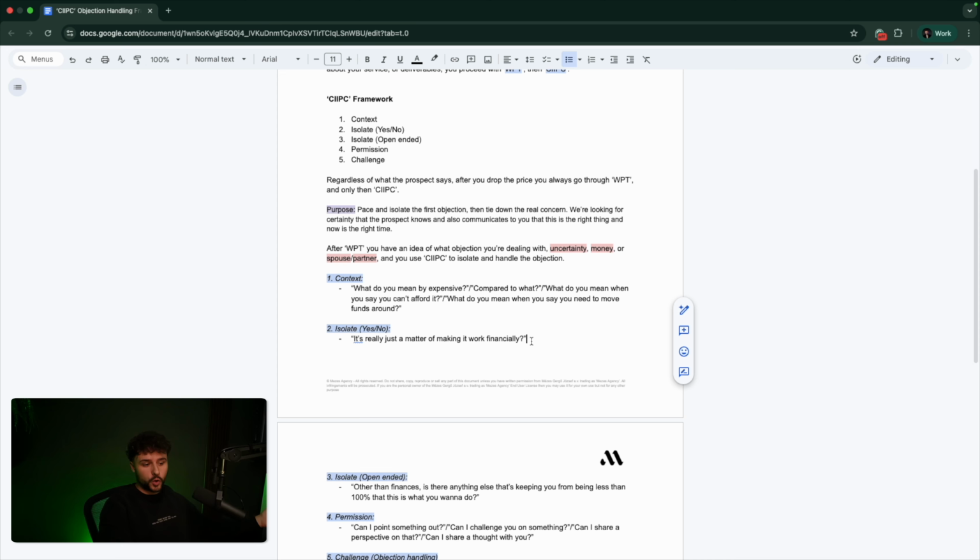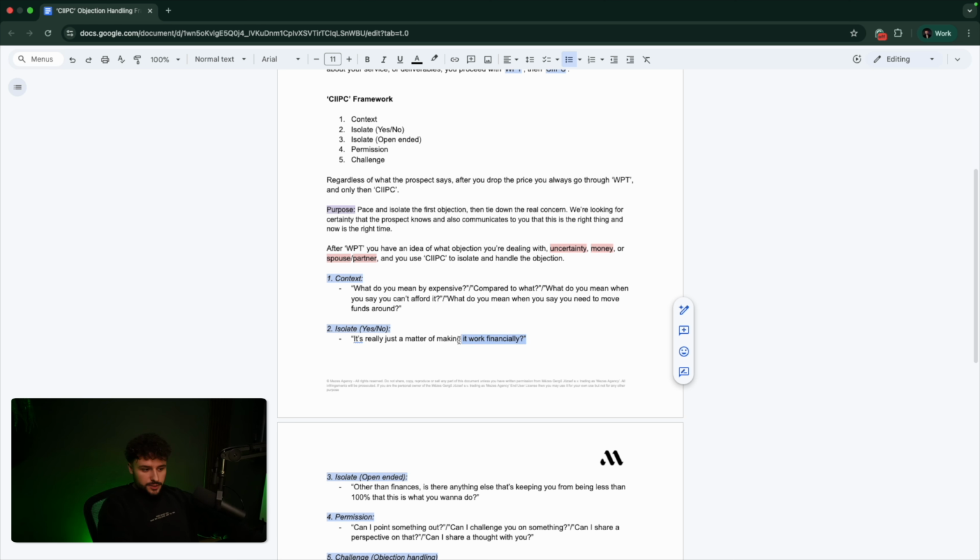If they say no to a question like, is it really just a matter of making it work financially? No. Okay, so what is it then? There's some sort of uncertainty or some other concern underlying there, which we haven't tapped into yet. So he's actually giving us something to work with now, because if he's just giving us smokescreen all the way, we cannot handle that. But with WPT and CIIPC, there are so many questions and so many chances for the prospect to open up and reveal the real concerns and objections they have, that it's impossible for us not to get through these smokescreens. Hence why these frameworks work really well.